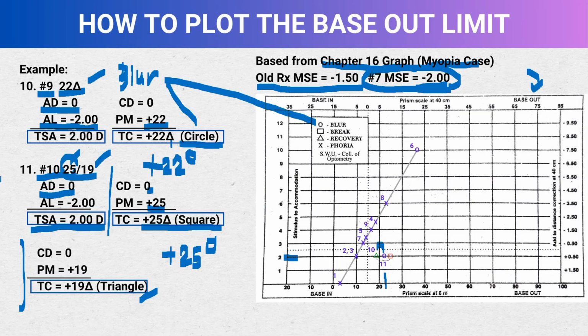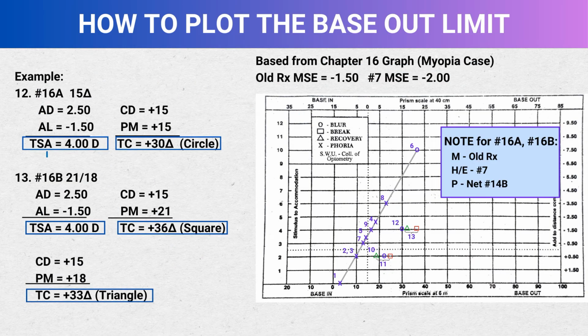Okay. We're done with the far tests, which are number 9 and number 10. Now let's proceed with 16A and 16B, in which we have to note the lens in place. For myopia, we have to use the old Rx. For hyperopia or emmetropia, we have to use number 7. And for presbyopia, we have to use the number 14B prescription. Okay? Since this is a myopia case, what does that mean? That means that we have to use the old Rx MSE.